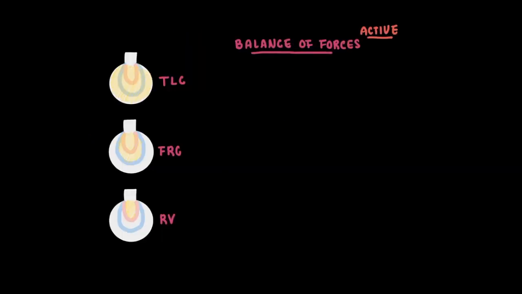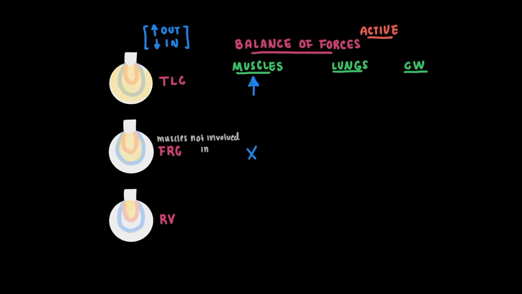We've talked now about a static balance of forces, but what about when there's an active process occurring? Since TLC represents the volume in the lungs after a maximal inhalation, it makes sense that in order to achieve that maximal inhalation, the muscles are acting as a force vector outward to allow the chest wall and entire respiratory system to expand. At FRC, the system is static, and so the muscles are not engaged. It's mostly the lung and the chest wall that are the important vectors. When the respiratory system is at its residual volume, the muscles have been engaged to force air out of the lungs, and therefore the vector is inward.